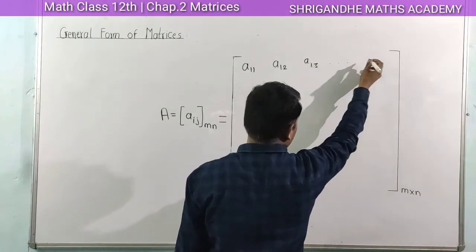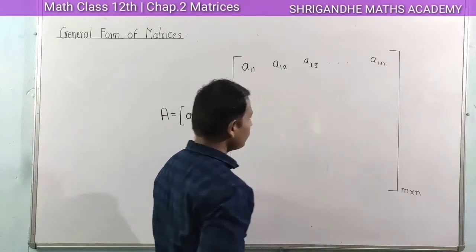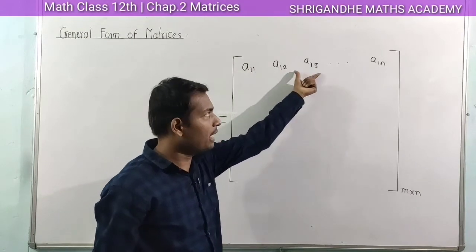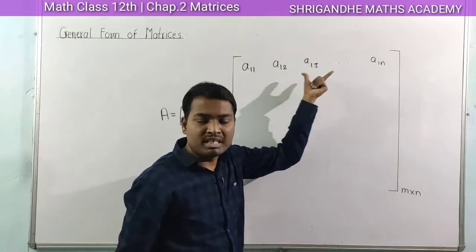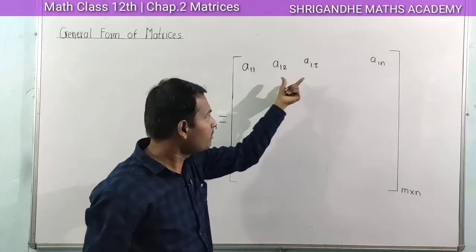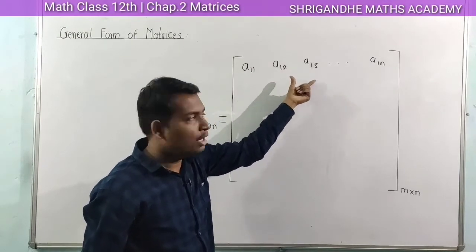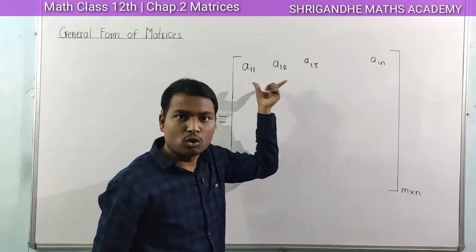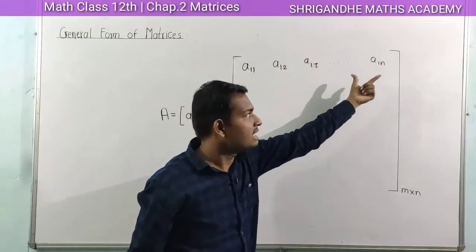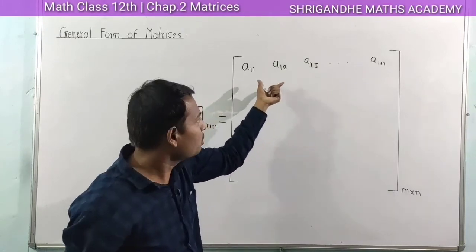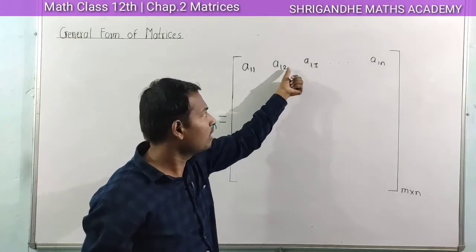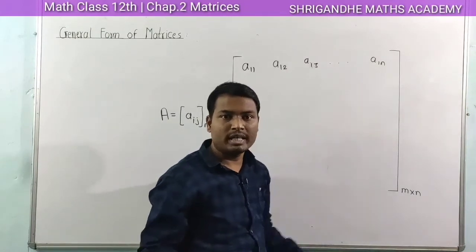Similarly A12, A13 and so on up to A1n. This means the first row contains the elements of the form A11, A12, A13 and so on up to A1n. The value of i, that is 1, is fixed in all the entries, but the value of j changes. Why? Because the column changes. The row R1 is fixed, but the columns C1, C2, C3 and so on up to Cn change. Therefore only the entries in the jth place change. The entries in the ith place, that is 1, 1, 1, 1, don't change. This is the first row.